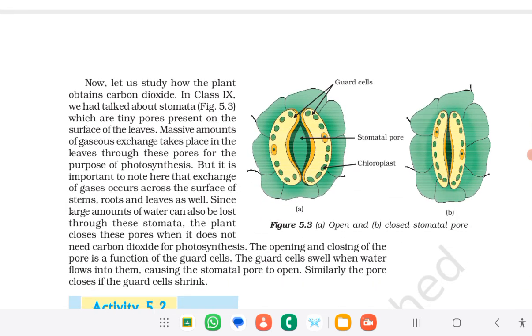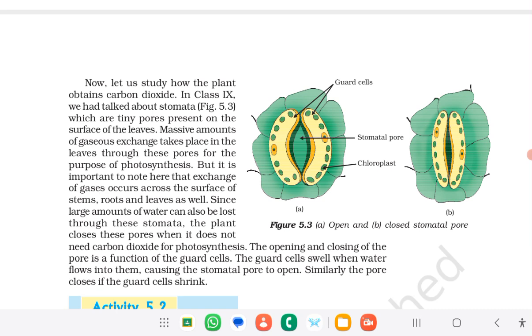Next, now let's study how the plant obtains carbon dioxide. In class 9th we had talked about stomata. These are tiny pores present on the surface of the leaves. Massive amounts of gaseous exchange takes place in the leaves through these pores for the purpose of photosynthesis. But it is important to note here that exchange of gases occurs across the surface of stems, roots, and leaves as well.